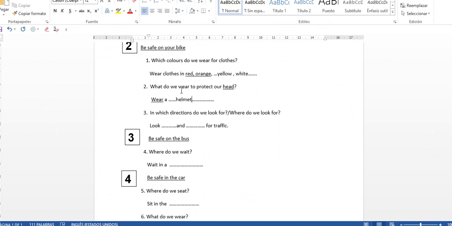So, what do we wear to protect our head? Wear a helmet. Okay, 3. In which directions do we look, or where do we look? Okay, look for traffic. So maybe my keyword is traffic.